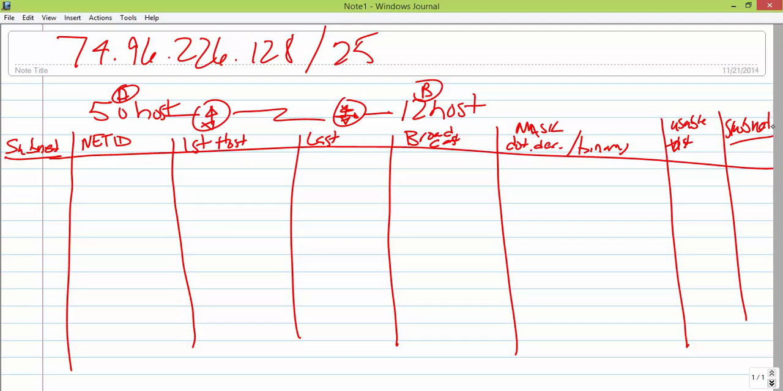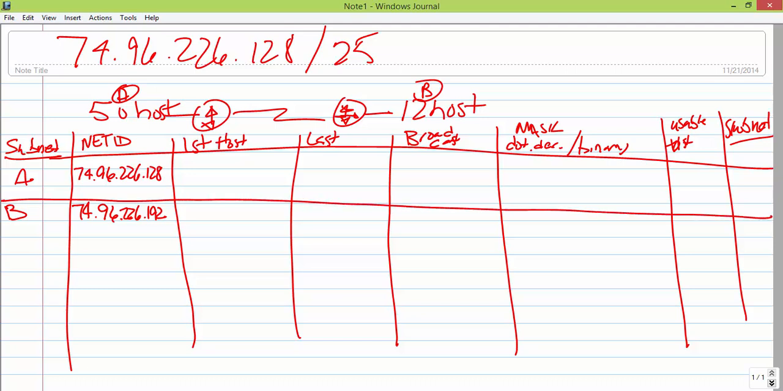Always start with your most hosts first. So that would mean that I'm going to start with my subnet A, and it starts at 74.96.226.128. Then I'm going to look at my chart and determine which magic number I'm going to use. The magic number that fits this best is 64. So you're going to add 64 to the 128. That gives me 74.96.226.192, and that's where my next subnet will begin.